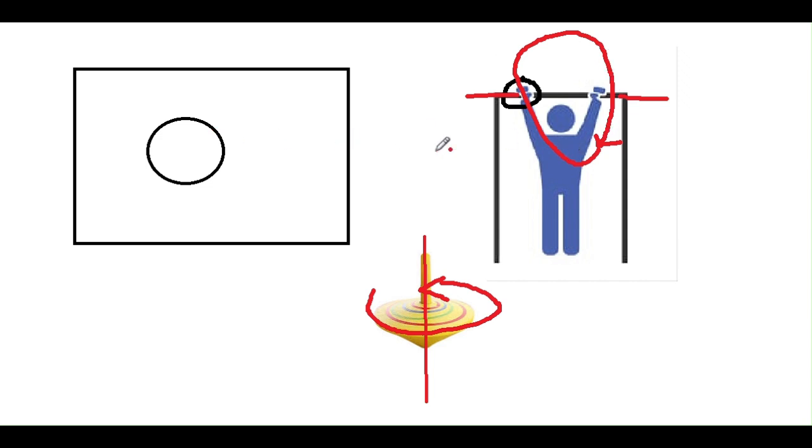And what is the plane of the motion? For this top, the plane of the motion will be perpendicular to the axis. If the axis is like this, the plane will be exactly horizontal, and the top will be rotating through the plane. Or we can say if this is the floor, the movement is taking place in this plane around this axis.